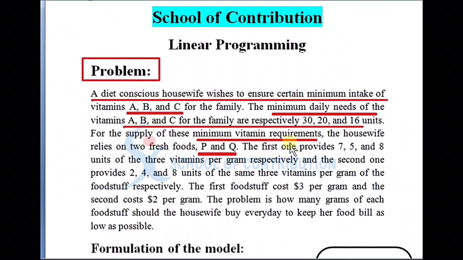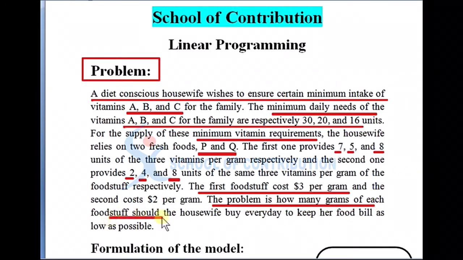The first food provides 7 units of vitamin A, 5 units of vitamin B, and 8 units of vitamin C per gram. The second food provides 2 units of vitamin A, 4 units of vitamin B, and 8 units of vitamin C. The first foodstuff costs $3 per gram to purchase, that means it costs $3 per gram to buy food P, and the second food costs $2 per gram to purchase. The problem is how many grams of each foodstuff should the housewife buy every day to keep the food bill as low as possible.